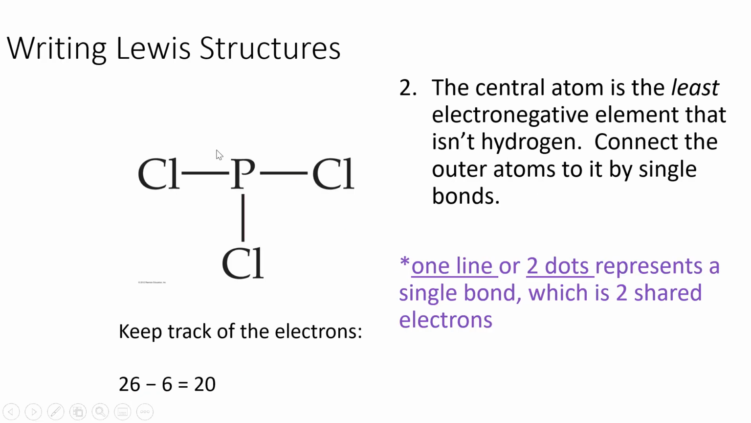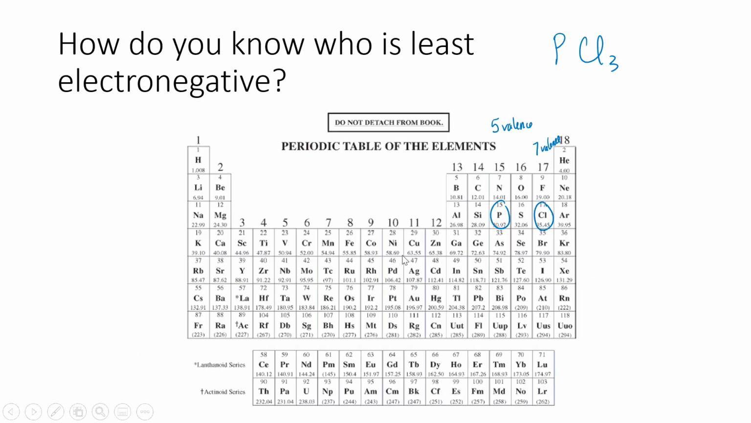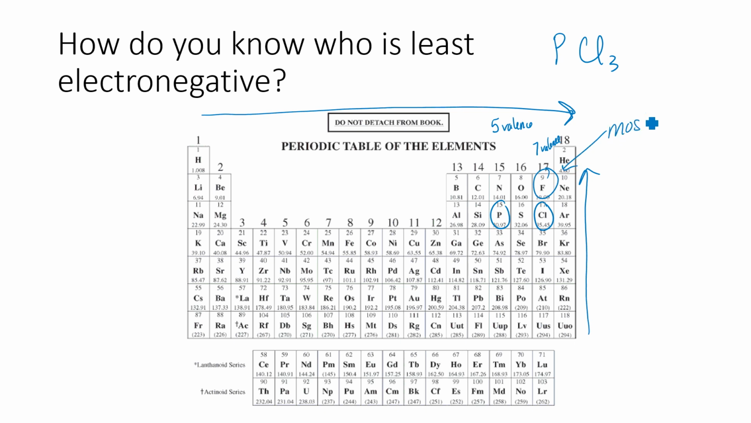Step two, figure out what atom goes in the middle. The central atom, so the one in the middle here, is going to be the least electronegative element that isn't hydrogen. So never put hydrogen in the middle. But otherwise, the central atom is going to be the least electronegative element. And how do you figure out who's least electronegative? You use your periodic trends, okay? We know that electronegativity increases as you go across a row and up a column. So over here, fluorine is the most electronegative element.